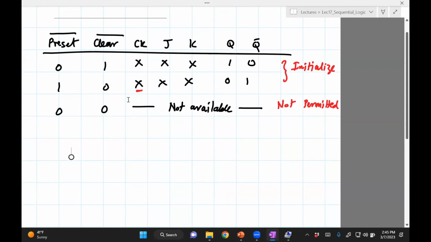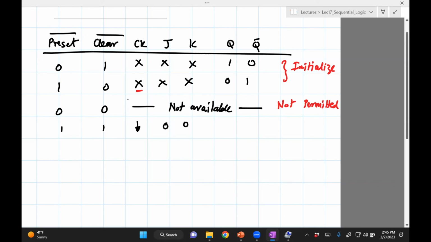Okay, so let's keep cranking. Now that we have preset and clear set, if you want this to work like a normal RS flip-flop, you always want to keep preset and clear, the complement of that, to be 1 and 1. Let's say preset clear is 1, 1. This is a negative edge trigger device, which means that now we are ready to look at different inputs.